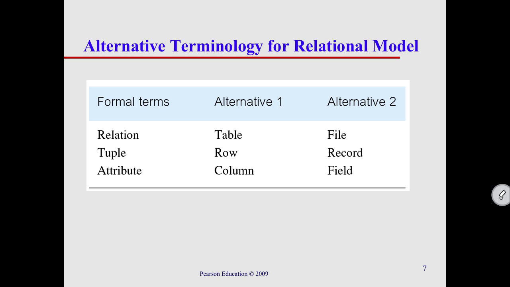But if you're an end user and you're communicating with an end user, you probably are using the terms in the middle. So instead of saying relation, you use the word table. Instead of using the word tuple, you use the word row. And instead of using the word attribute, you use the word column. And in this course, you will hear me use the terms interchangeably.